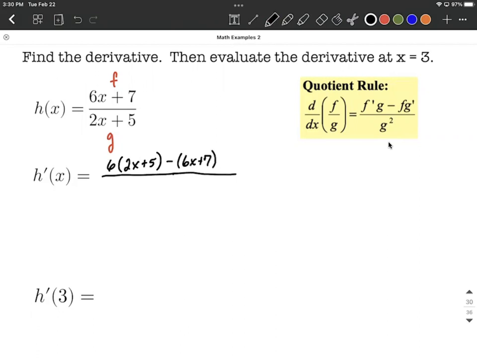It's multiplied by the derivative of the denominator. The denominator's derivative is just going to be 2 because it's, again, linear in this case. So the slope of that line, 2x plus 5, is going to be 2. Then we copy down the denominator, g, 2x plus 5, and it's going to be squared.